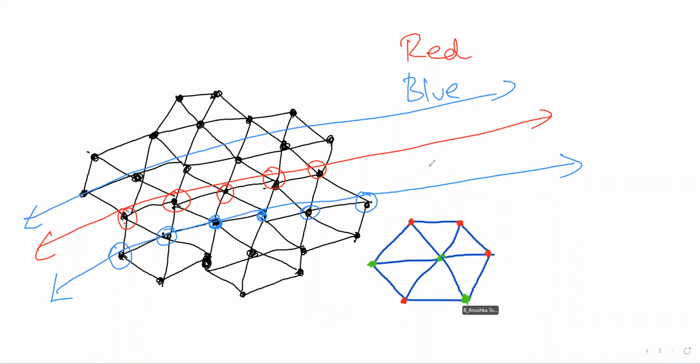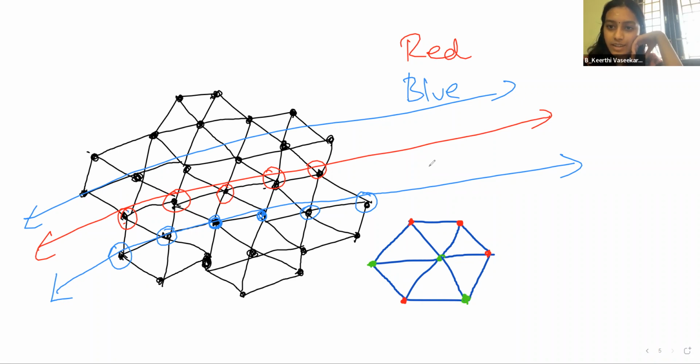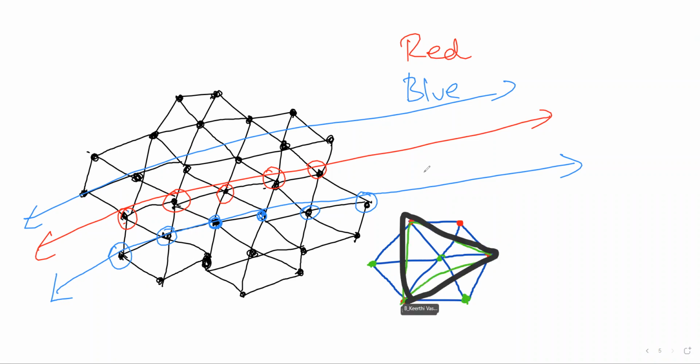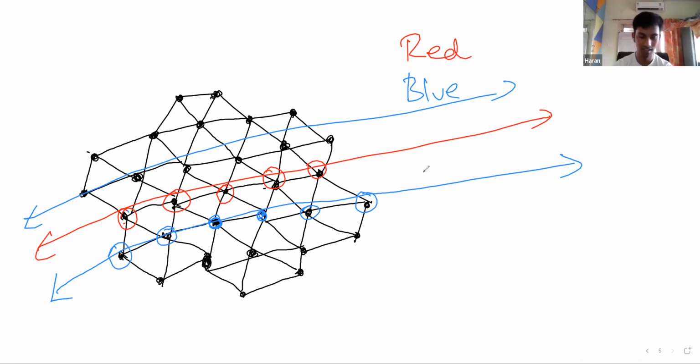Isn't there an equilateral triangle having red? Yeah, there's already an equilateral triangle. Oh, yeah. The bigger one. Okay, I got it. All right. Thank you. Yeah. No problem.